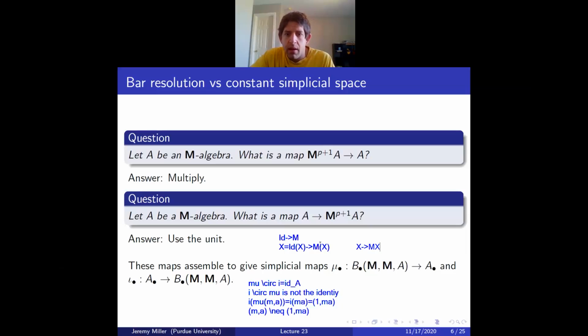And then you just iterate this. If you first apply it to X equals A, and then you apply it to X equals MA, and then to X equals M squared A, etc. And then iterating this would give you a map like that. I see it now. Thanks. Yeah, and I guess here I wrote it as if it's an operad.